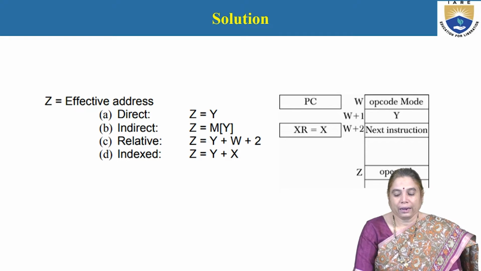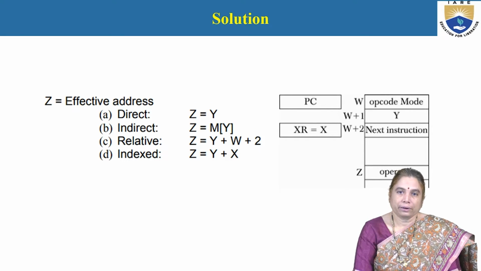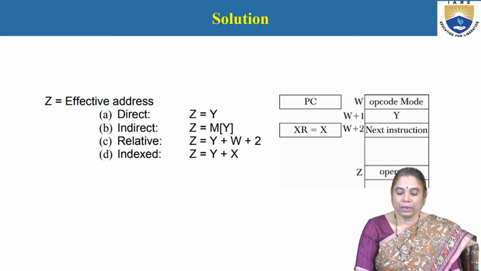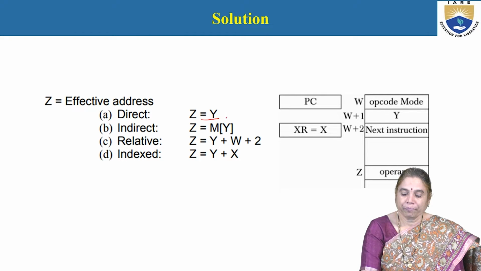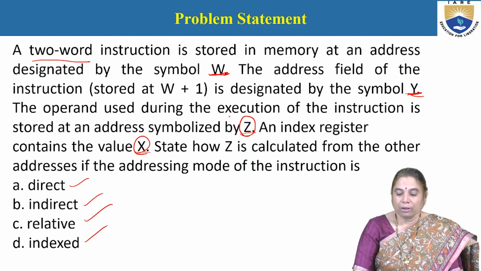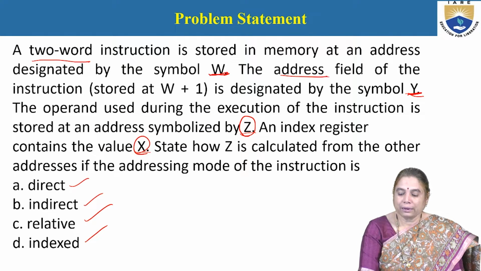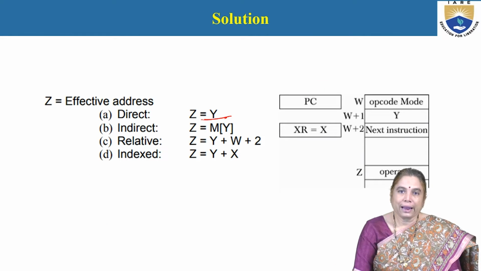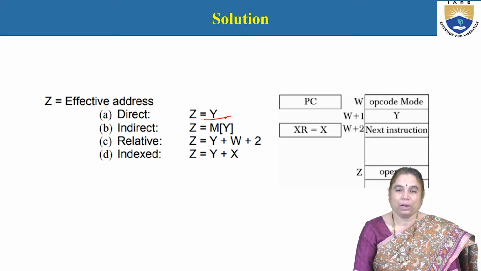In case of direct addressing mode, what is the value that is specified by the address field? At that location of the memory, the operand is available. So here Y is the address field that is specified in the instruction. At that location Y itself, the operand is available in case of direct addressing mode.